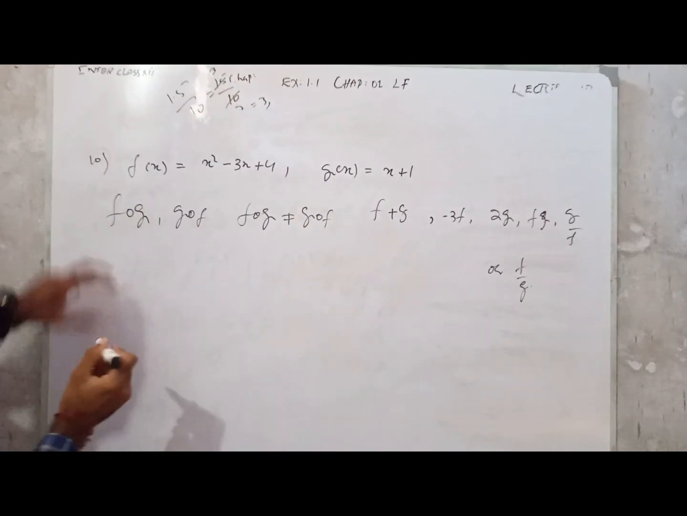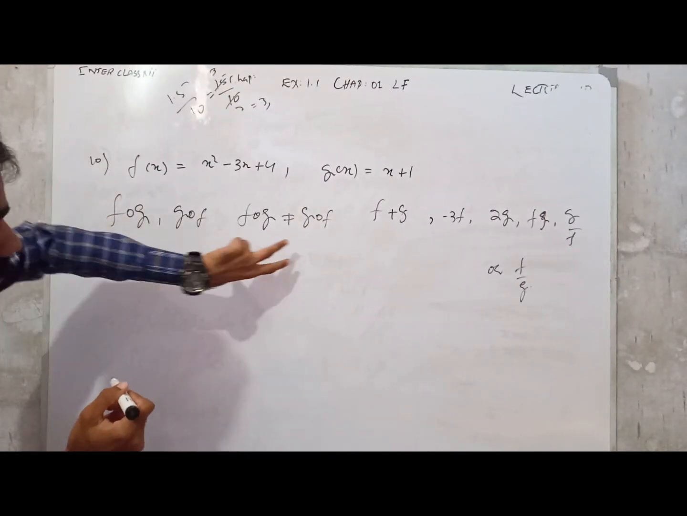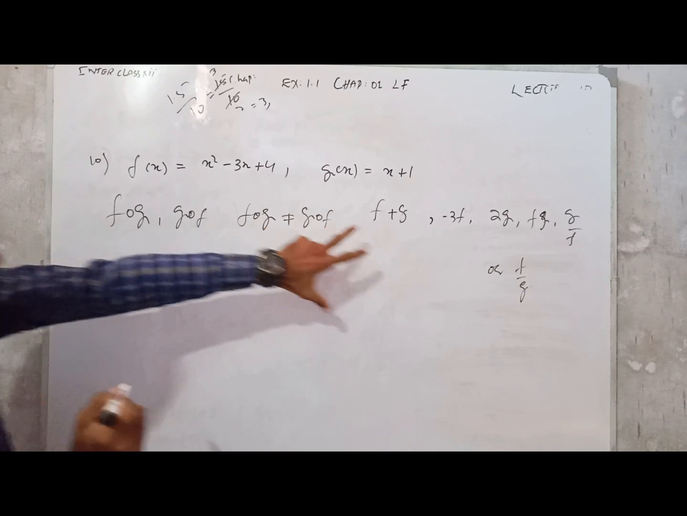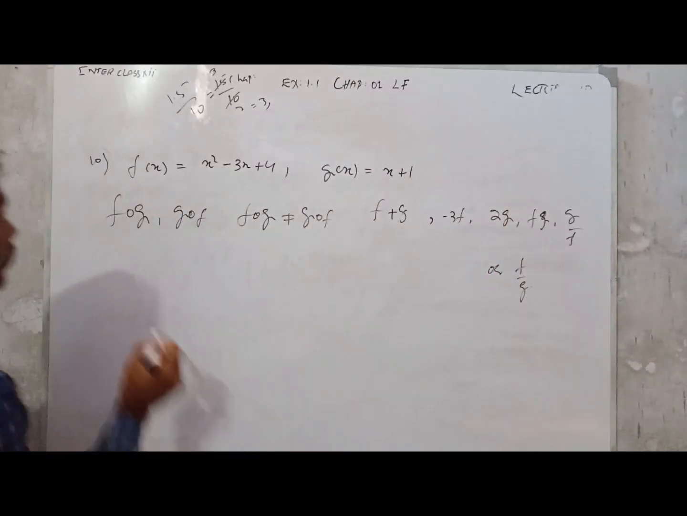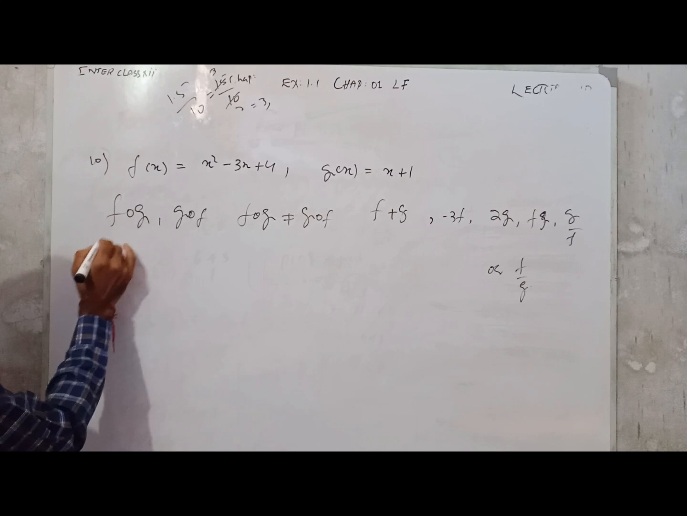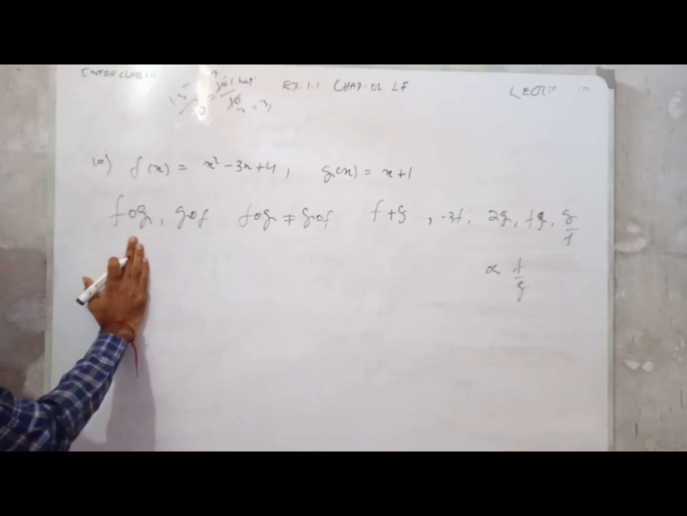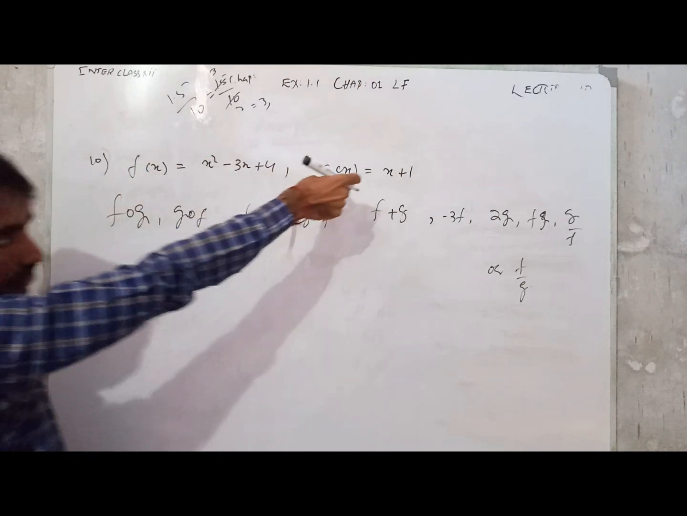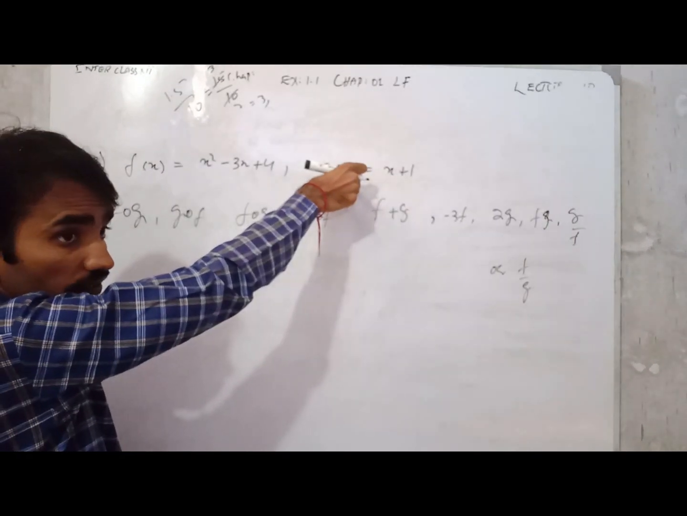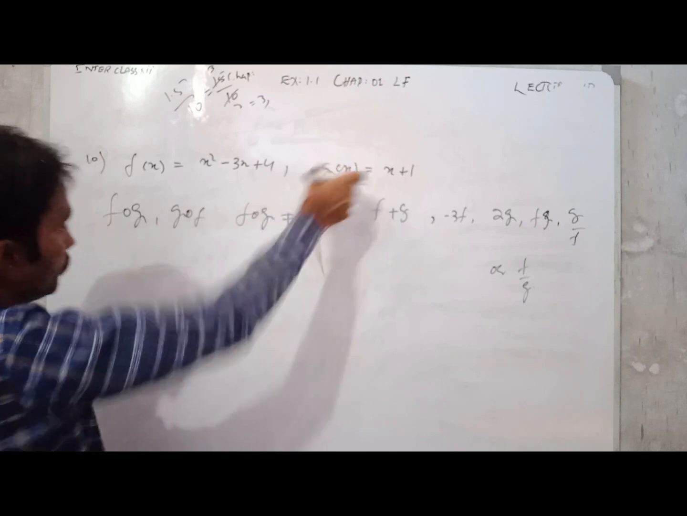So first of all we find f of g and g of f, then we will prove these conditions. Later on we will move towards the third condition. So first of all we have given f of x. So f of g means that we will put the f of x in g of x. It's very simple to understand.